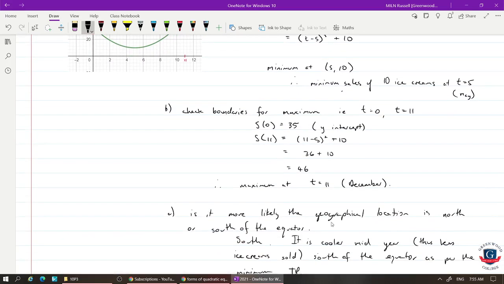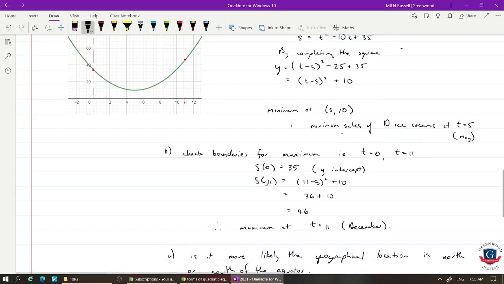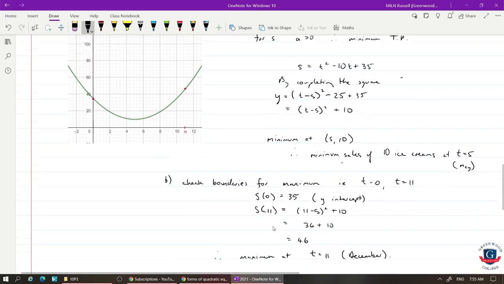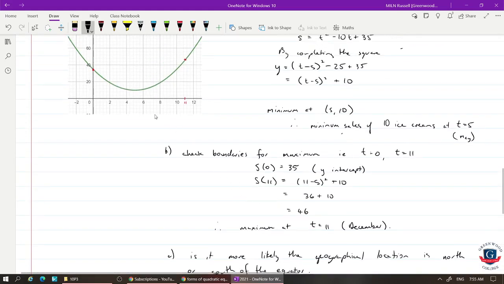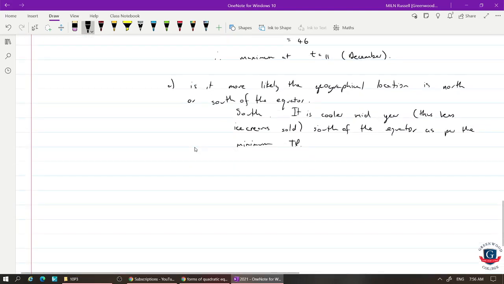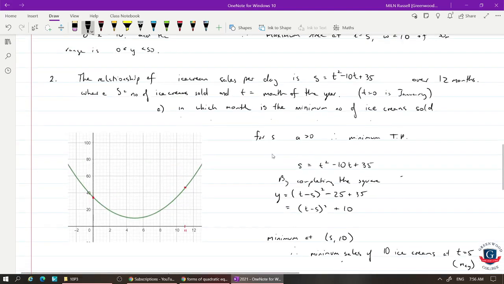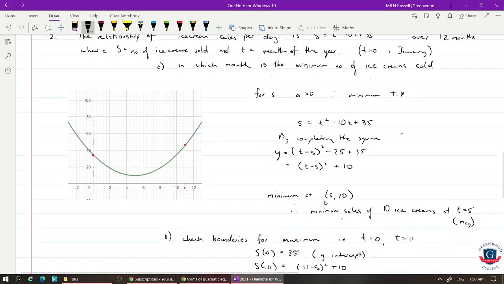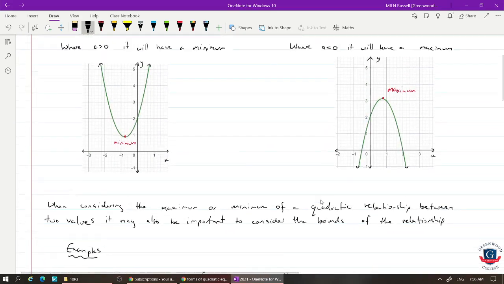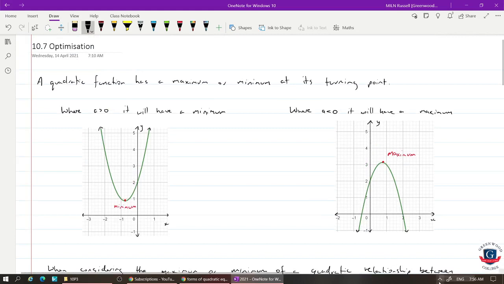Now, is it more likely that the geographical location is north or south of the equator? This requires us to think about the information we've been given. And we'd assume that it's in the south because the south has its cooler months in the middle of the year, whereas in the north it has the cooler months in December, in January. We'd expect the graph to be upside down if it was north. So there you go. An application of quadratics into common circumstances. Thank you, everyone.